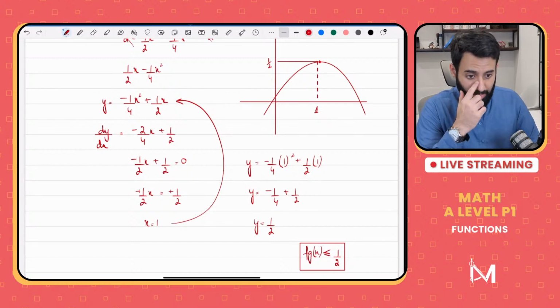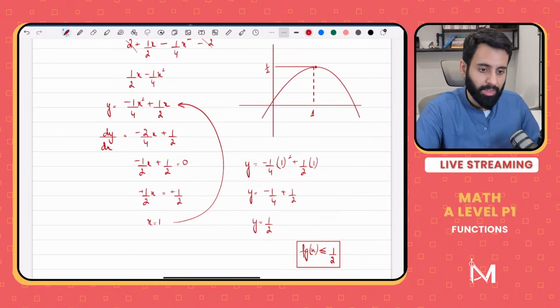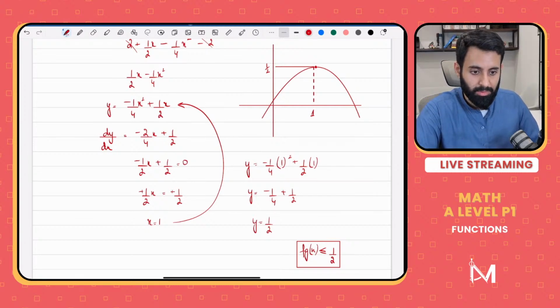So how to tell without finding fg? You can't do that. You can't write down the range without finding out f of g. It's not possible.